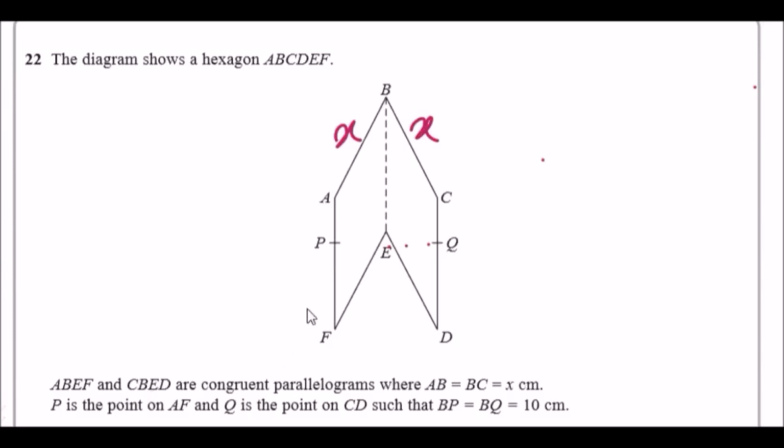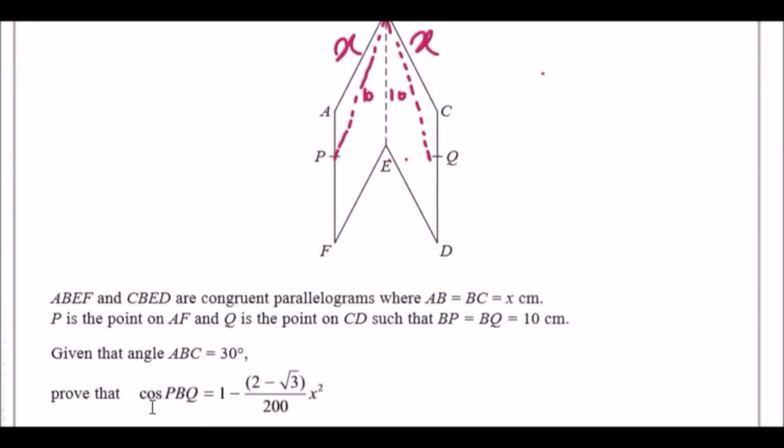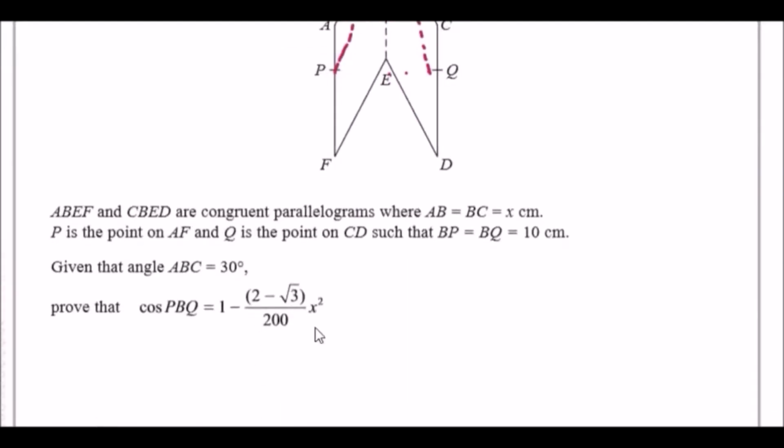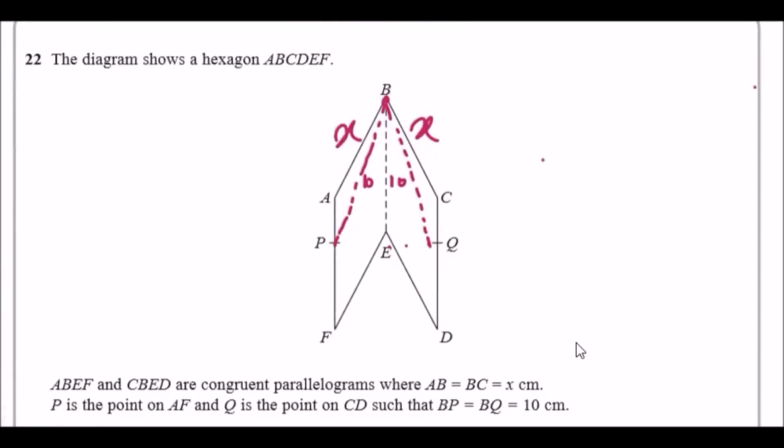P is on the point AF and Q is on the point CD, such that B to P and B to Q are 10 centimeters. So if you just draw a dotted line that connects to P from B and a dotted line that connects to Q, we have identical lengths of 10. Given that angle ABC is 30 degrees, so the whole thing, prove that you can make cos PBQ. So PBQ, between the triangle between PB and PBQ can look like this. All right, I'll tell you a very easy way.